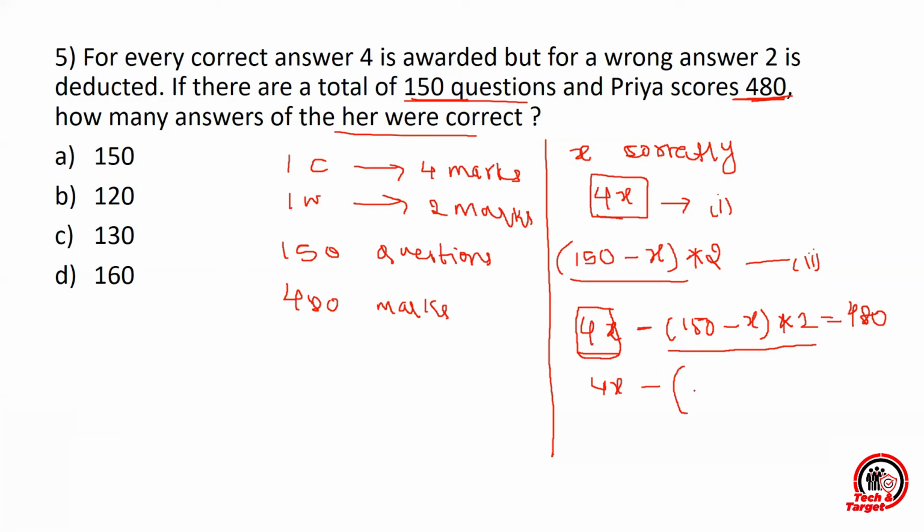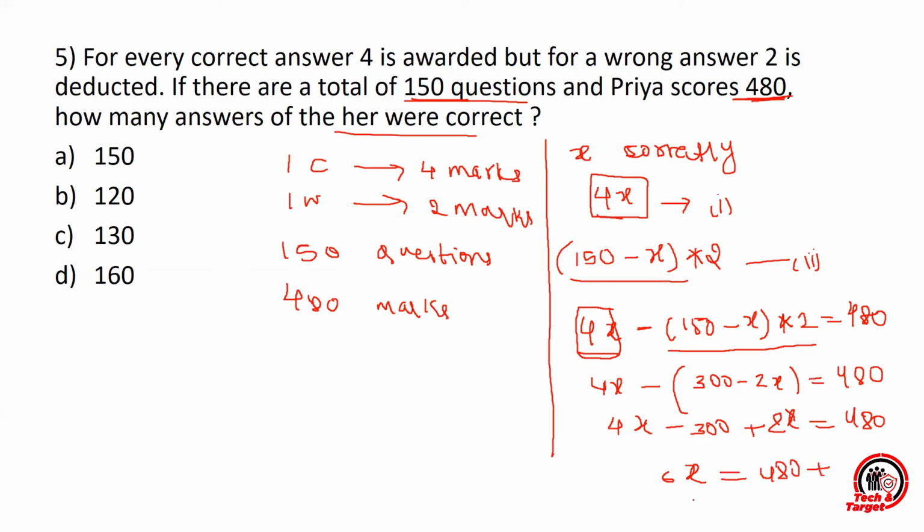So 150 into 2 will be 300 minus 2x will be 480. Now this 4x minus, if we multiply this, we'll get 4x minus 300, minus into minus becomes plus, then 2x will be equal to 480. Now 4x plus 2x will be 6x. If we pass this 300 to the right side, this will become 480 plus 300.